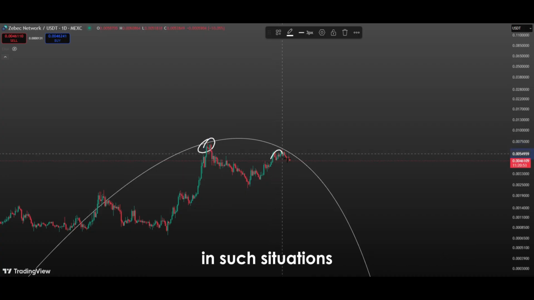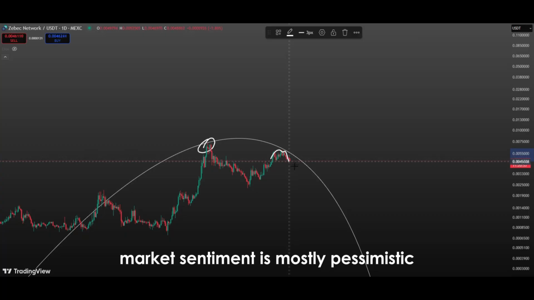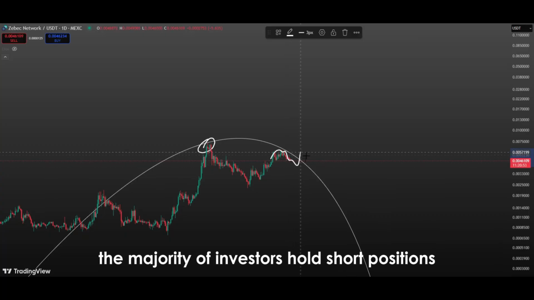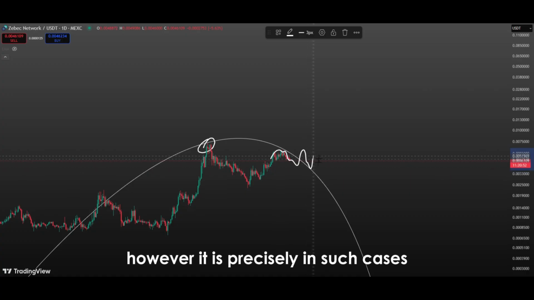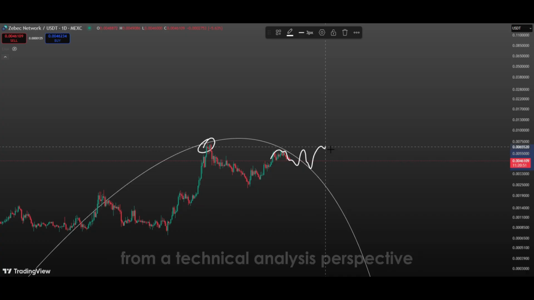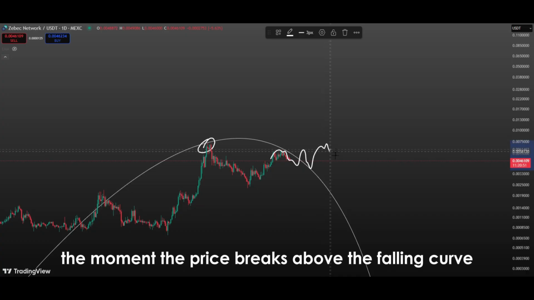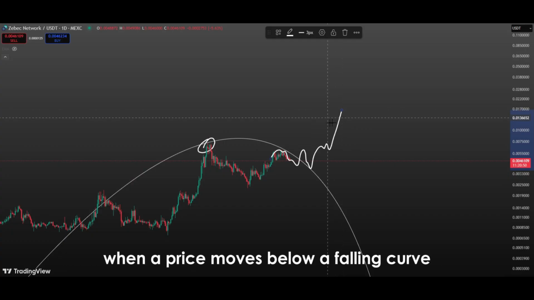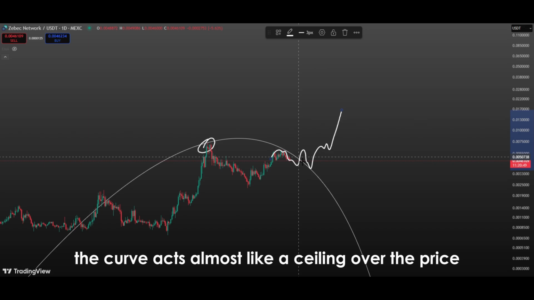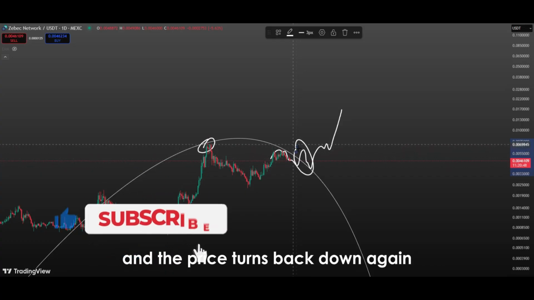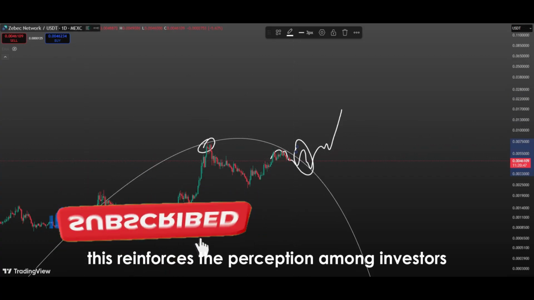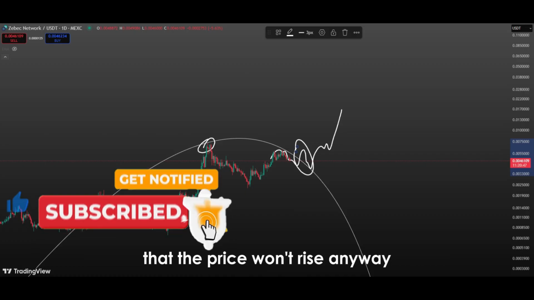In such situations, market sentiment is mostly pessimistic, the majority of investors hold short positions, and buyer interest is very limited. However, it is precisely in such cases that a very critical level comes into play from a technical analysis perspective, the moment the price breaks above the falling curve. When a price moves below a falling curve for a long time, the curve acts almost like a ceiling over the price. Every attempt to rise is blocked by this curve, and the price turns back down again. This reinforces the perception among investors that the price won't rise anyway.